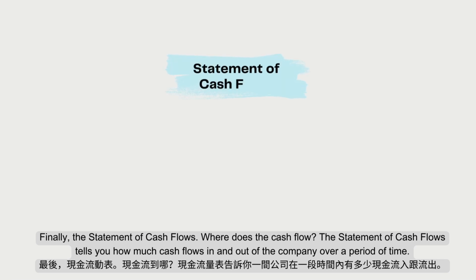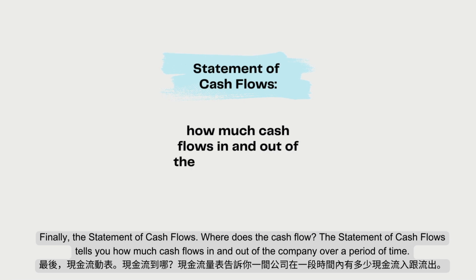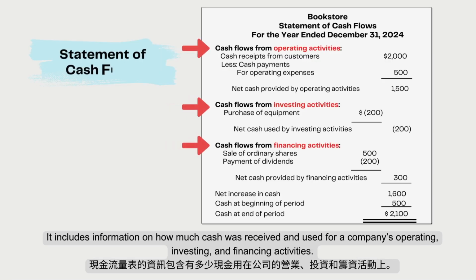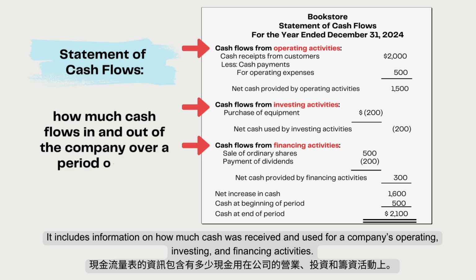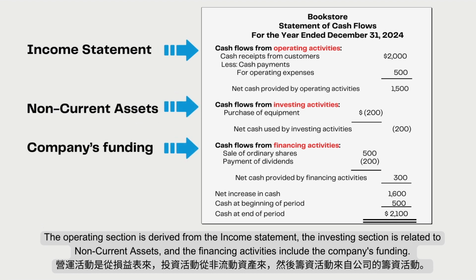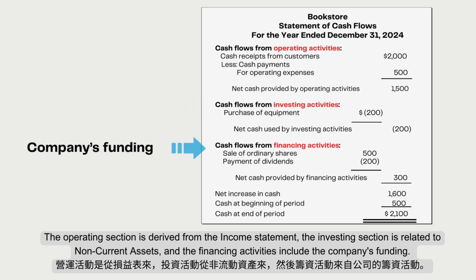Finally, the statement of cash flows. Where does the cash flow? The statement of cash flows tells you how much cash flows in and out of the company over a period of time. It includes information on how much cash was received and used for a company's operating, investing, and financing activities. The operating section is derived from the income statement. The investing section is related to non-current assets, and the financing activities include the company's funding.